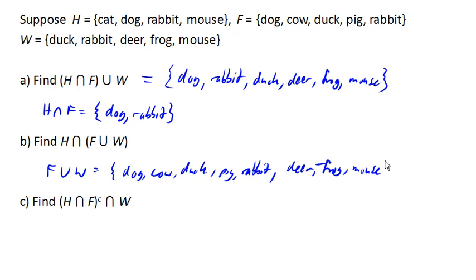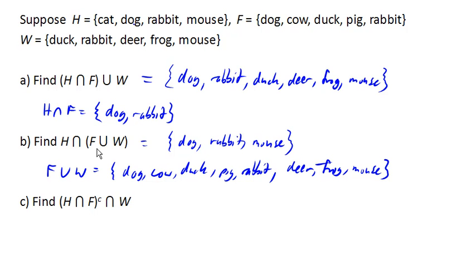And now we're going to intersect that with the set H. So let's see here. Dog, both of them have in common. Cat, no. Rabbit, yep. And how about mouse? Mouse is in both sets. Now notice that the results are different, so the order of grouping does make a difference here.